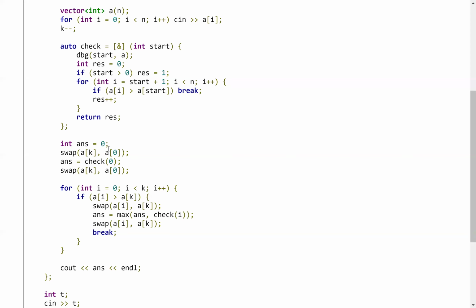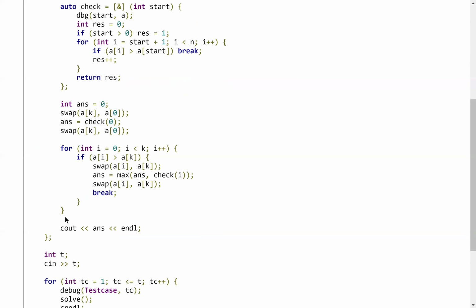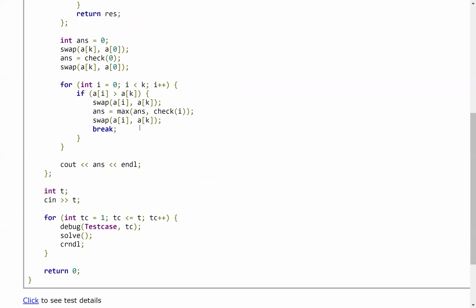Then I initialized answer with zero. I am first of all swapping the cow which is at position k right now with the cow at position zero, and then I call the check function and store that value inside answer. Though a better thing would have been to include these swap lines inside the function itself. But anyways, it's also fine.